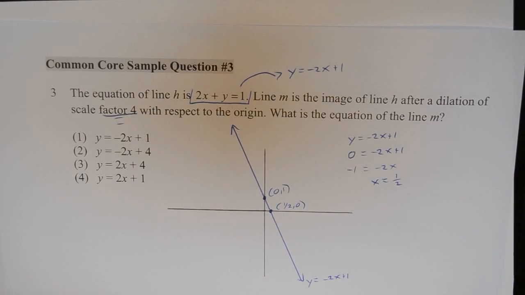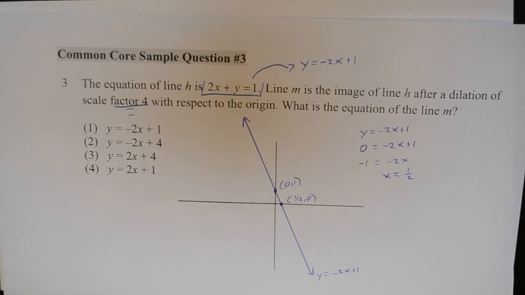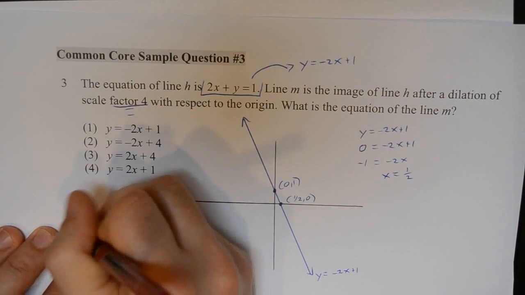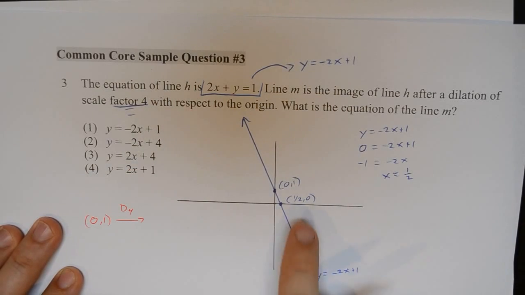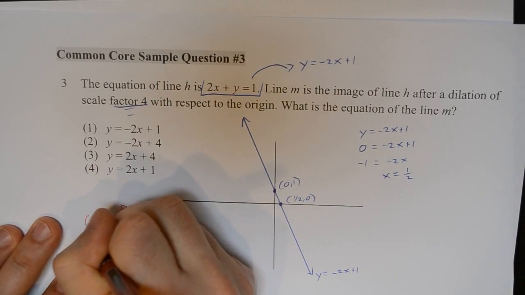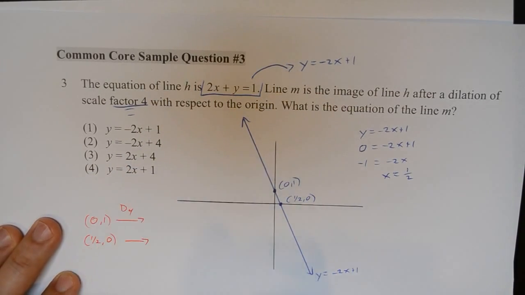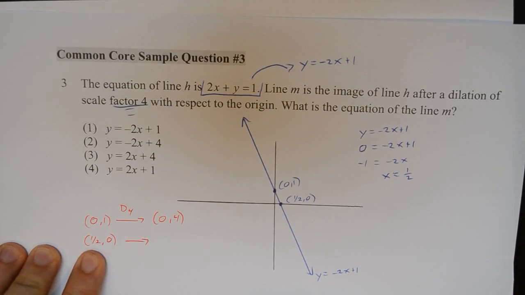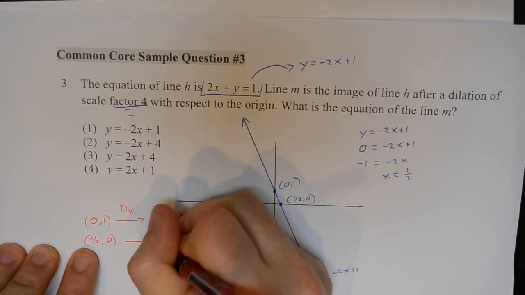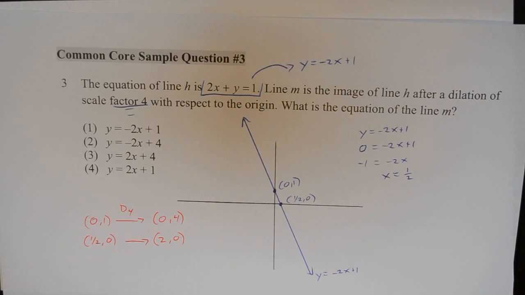Well, now I'm going to simply apply my dilation. So if I dilate by a factor of 4, the point 0, 1, so I'll go over here at 0, 1, and I'm going to dilate by 4, and I'll do the same thing to 1 half, 0. So 0, 1 will end up at 0, 4. 1 half, 0 will end up at 1 half times 4, that's 4 halves, or 2, 0.